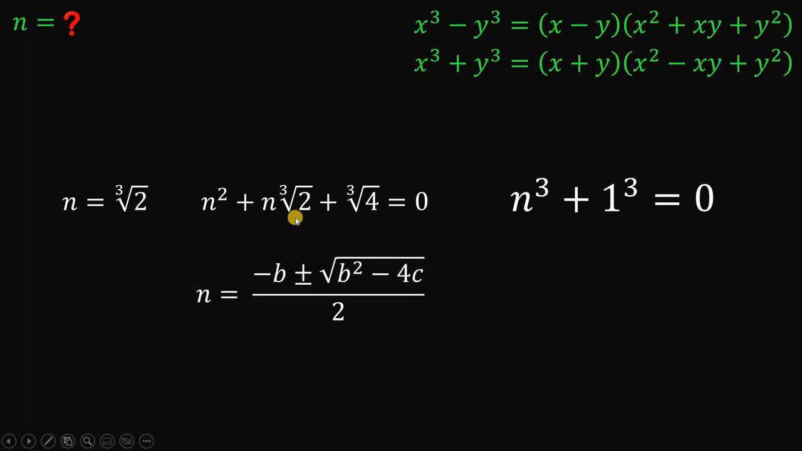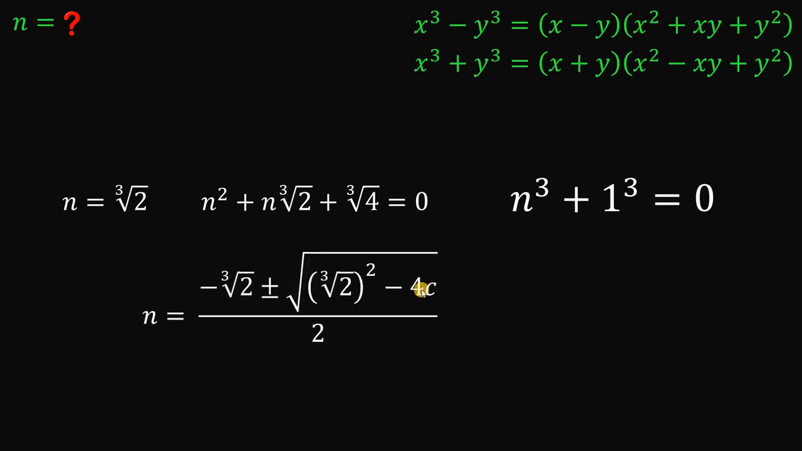Now, the coefficient of n is cube root of 2. This represents the value of b. So we can replace this b with cube root of 2. And the value of c is the constant, which is cube root of 4.